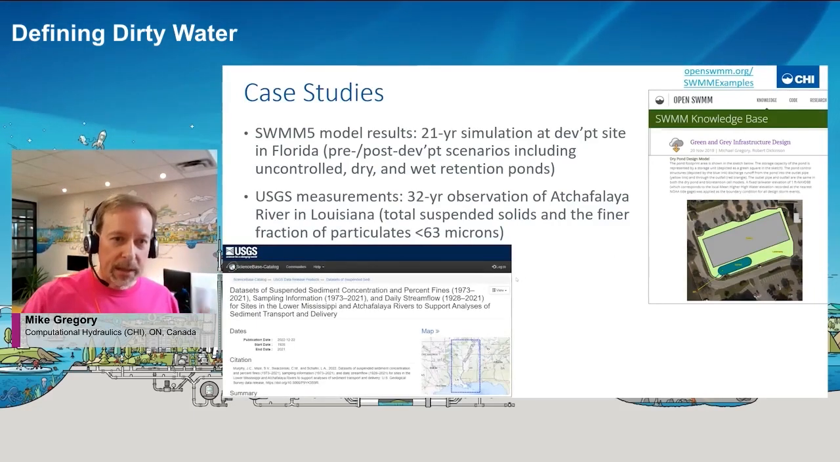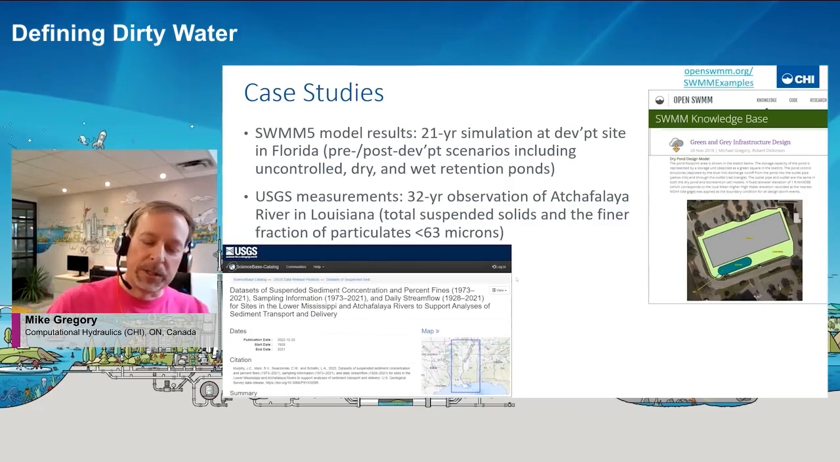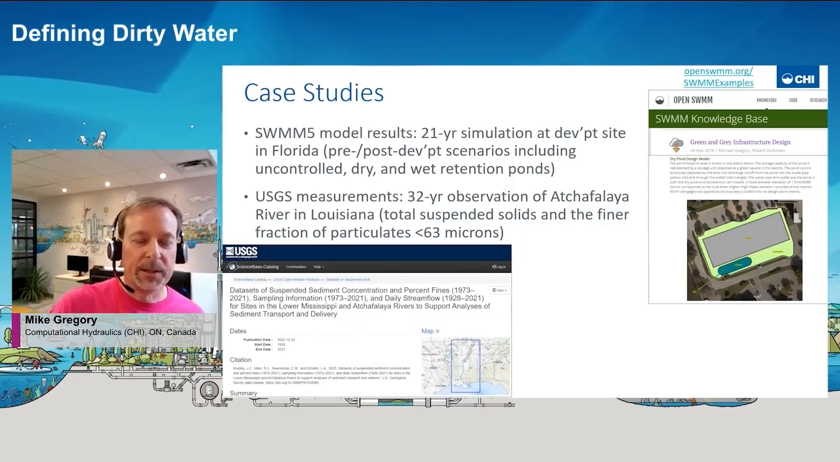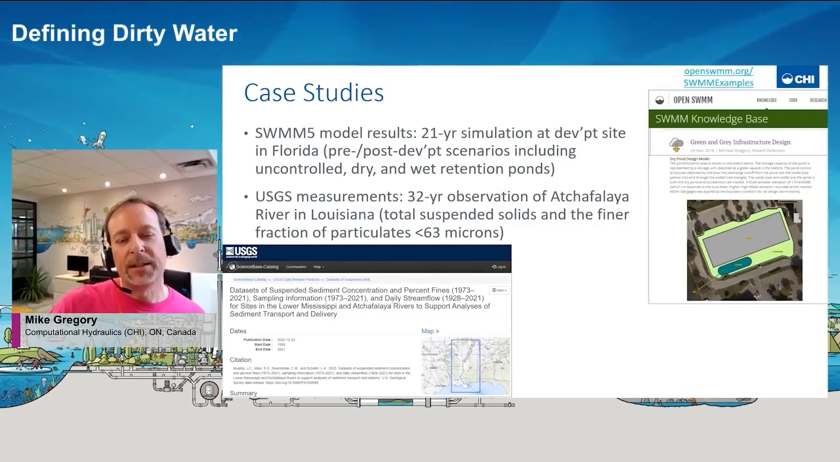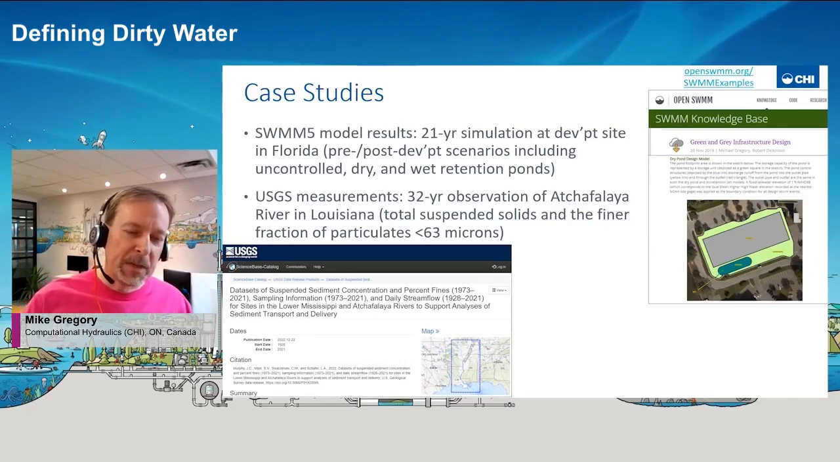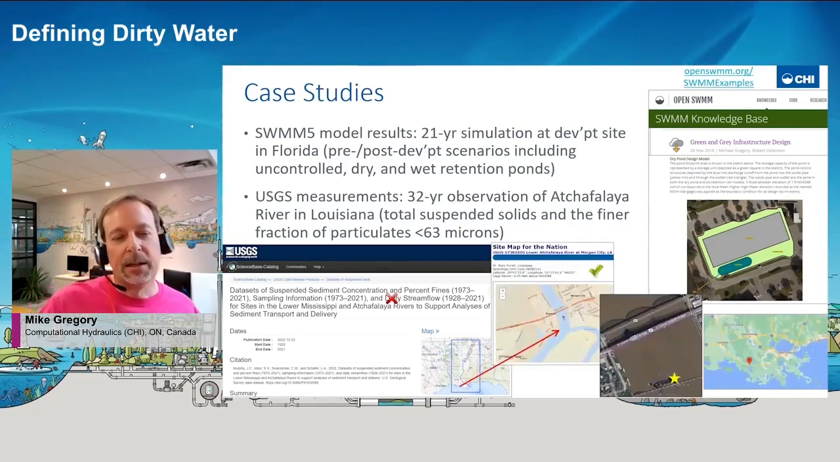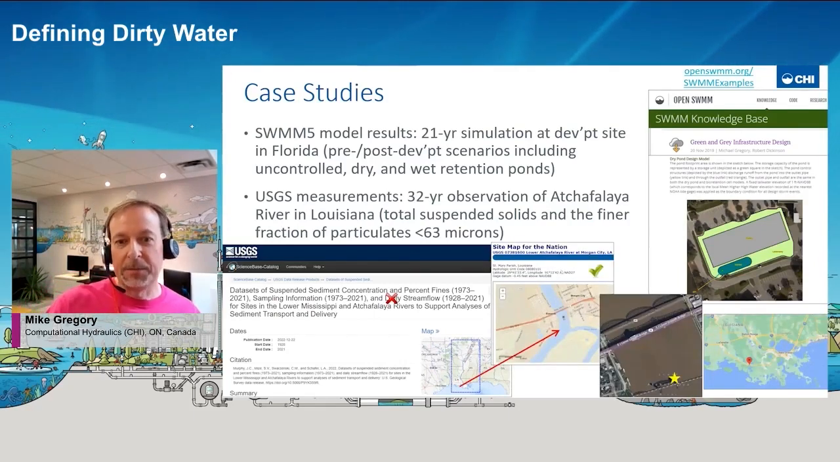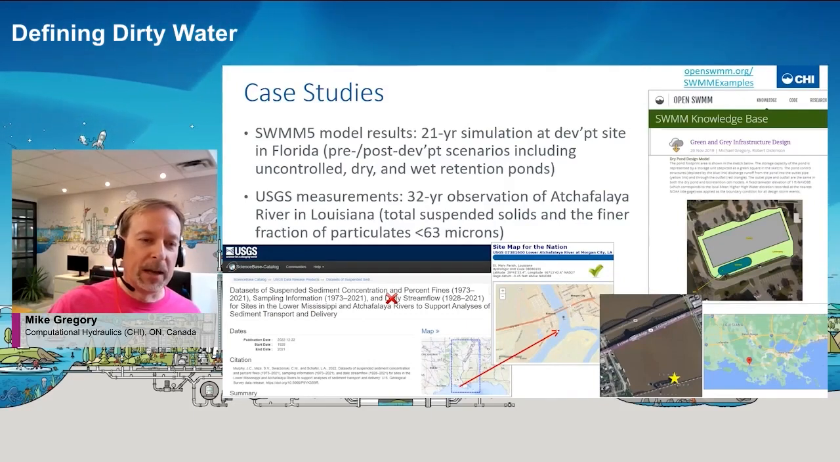And then the next one is looking at not model results, but actual measurements. You can go to the USGS website and you can find this data. There's a report that goes along with it. Now, do you see it says daily stream flow? I find I want higher resolution data. So 15-minute stream flow you can get. I don't like the daily. I like the 15-minute data set. Oh, and this is the Atchafalaya River, by the way.